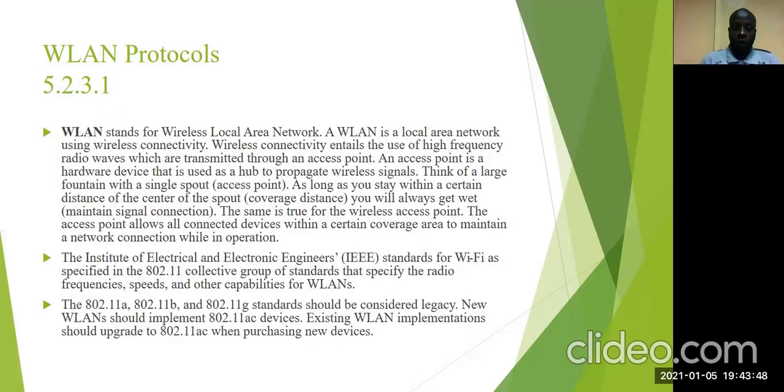For example, think of a large fountain with a single spot of coverage. As long as you stay within a certain distance of the center of the spot, you will always maintain signal connection. The same is true for a wireless access point. The access point allows you to connect devices within a certain coverage area and maintain a network connection while in operation. Access points are devices that extend wireless signals.